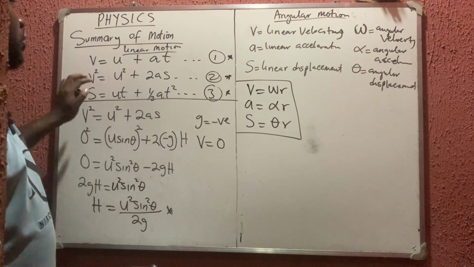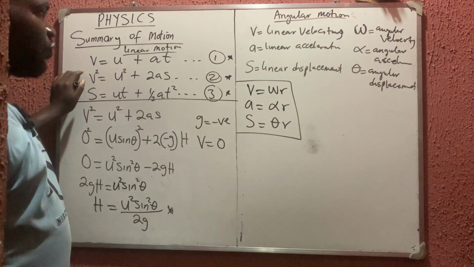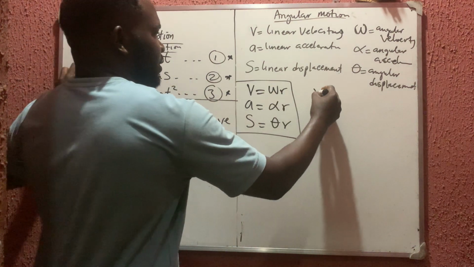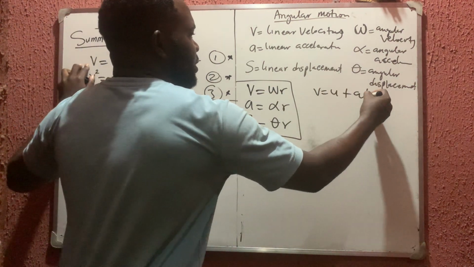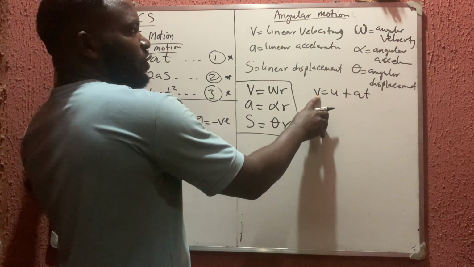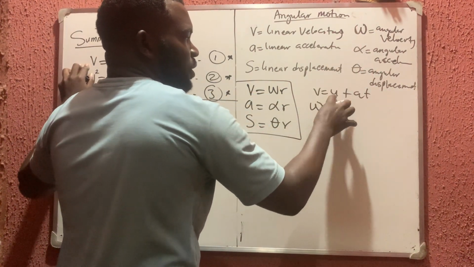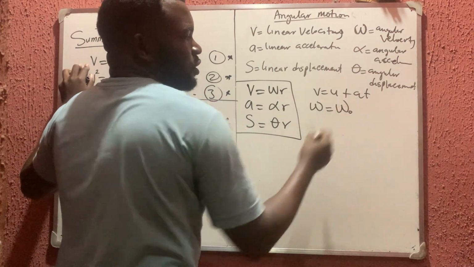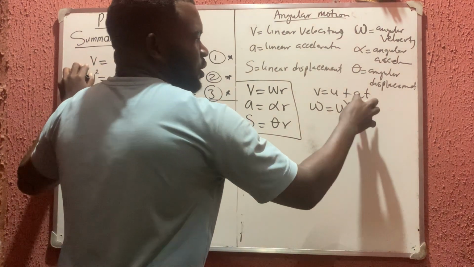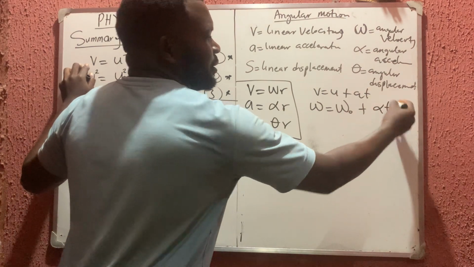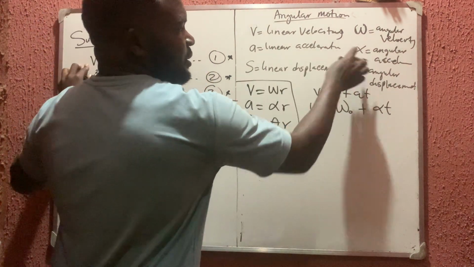Now, another one you need to know is that from your three equations of motion, I have that v is equal to u plus at. Change everybody. I know that v is represented by omega. So my omega is equal to omega naught, the initial one, plus, instead of a, I'll call it alpha t, because my a is being represented with alpha.